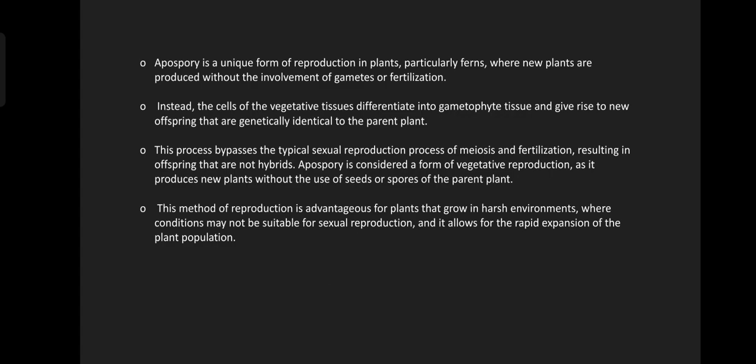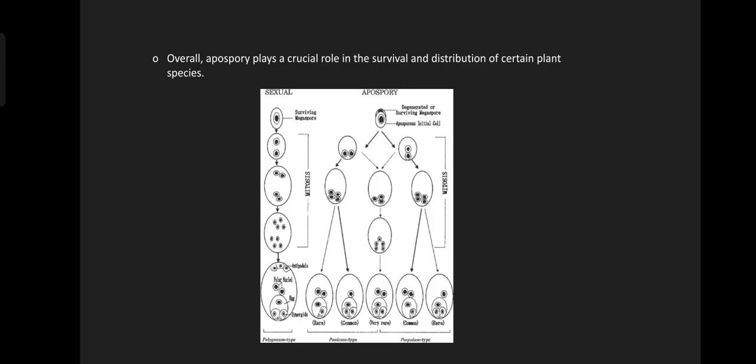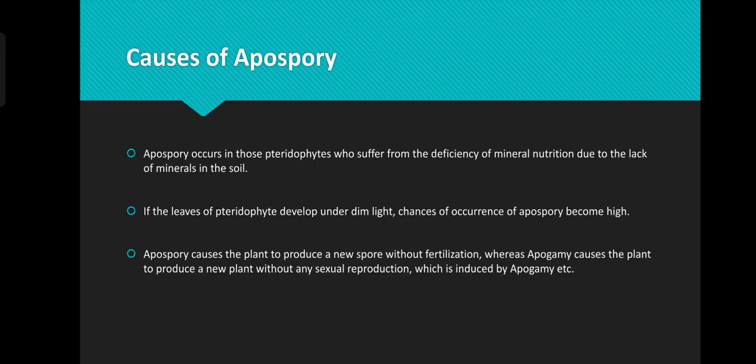This method of reproduction is advantageous for plants that grow in a harsh environment where conditions may not be suitable for sexual reproduction, and it allows for the rapid expansion of the plant population. Overall, apospory plays a crucial role in the survival and distribution of certain plant species.